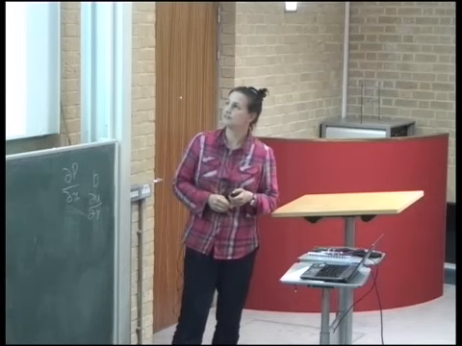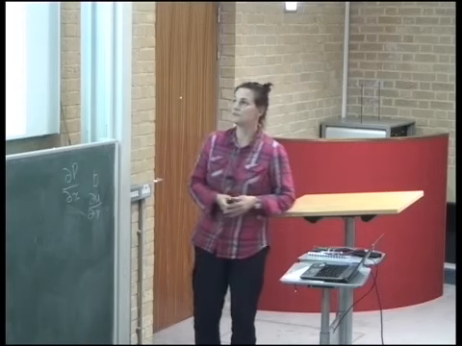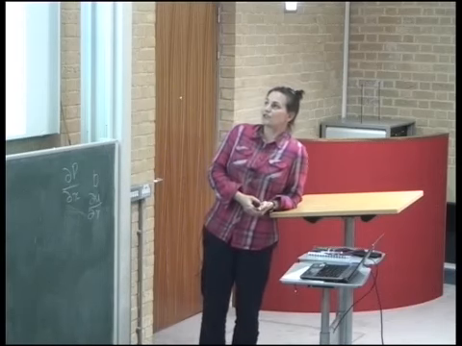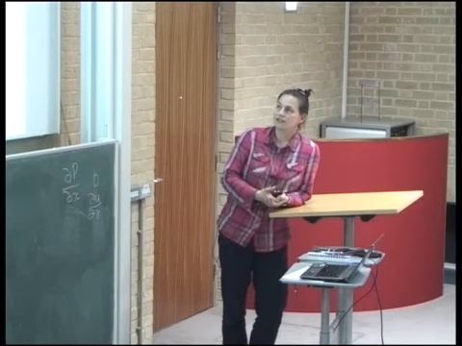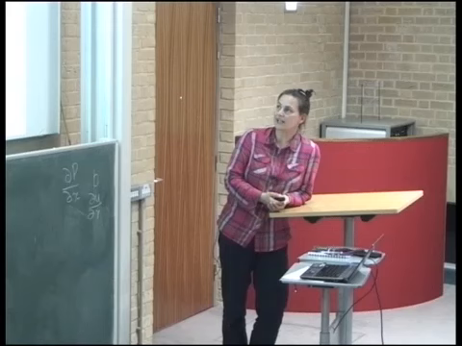That's conjecture, really. This is work I've done with Nigel Wood at the Met Office and Sarah Jane, but these are my conclusions, not condoned by them. HEVI models should use UF-PREV splitting rather than UF-PREF. The most accurate and stable schemes are not stiffly accurate. And a solution might be to use a velocity from after the final implicit stage for advecting other quantities. The Strang carryover scheme, I didn't go through all the schemes on that graph, but for having only one implicit stage, it's reasonably accurate.